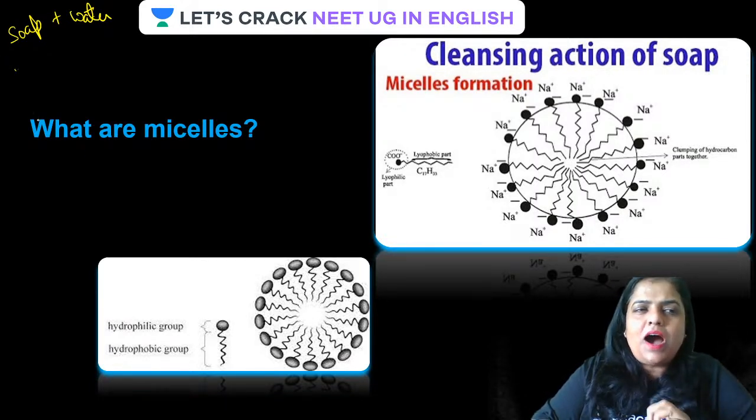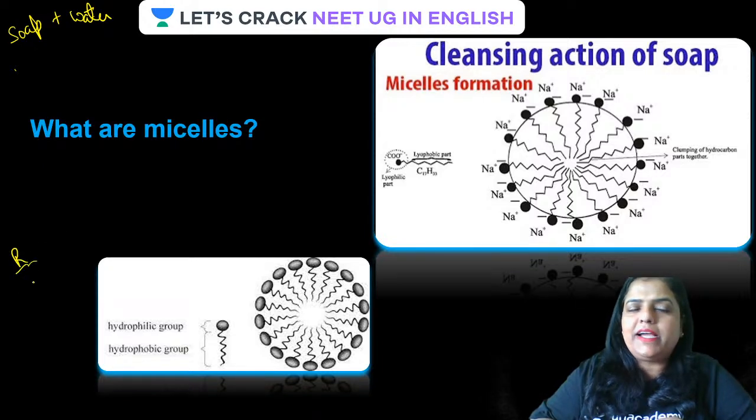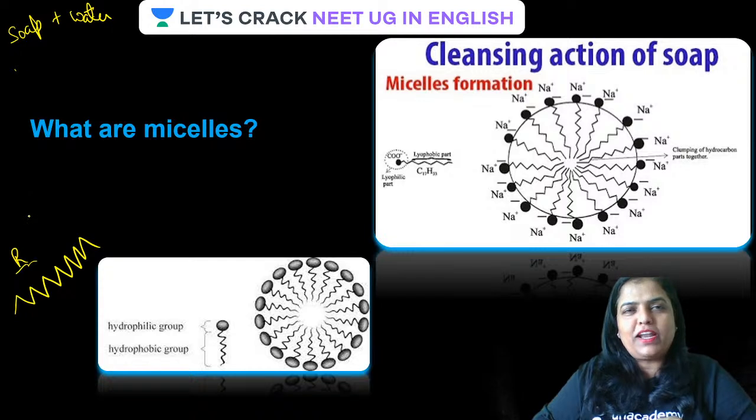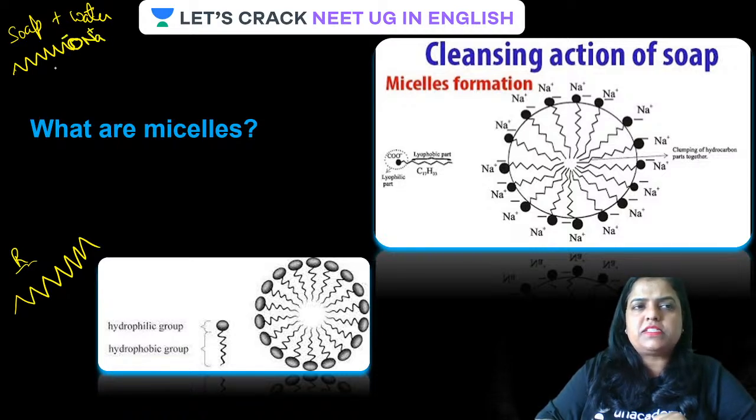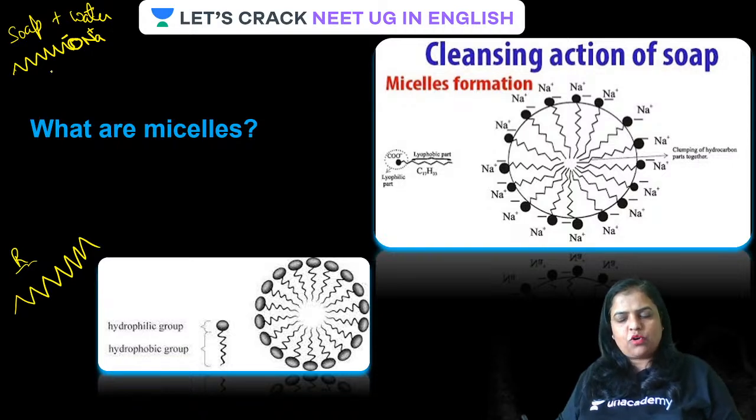Okay, guys, have a look at the screen. So that R is what? Basically an alkyl chain, guys. We represent this with a zigzag line, bond line kind of. So this is the general representation of the soap, right? This is COO minus, that is Na plus. This is the soap.